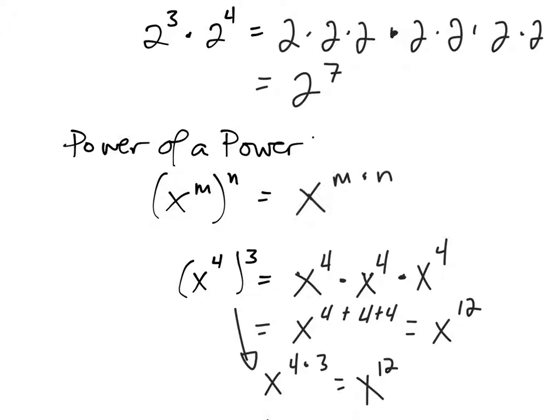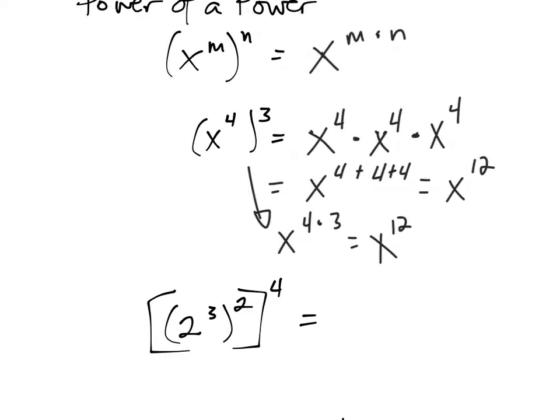All right. Let's try another one. Let's do this one. 2 to the 3rd raised to the 2nd, the whole thing raised to the 4th. This one looks complicated, but it's really not all that bad. Work inside out. Start with the 2 to the 3rd power and raise it to the 2nd power, which will give me what? Yep.